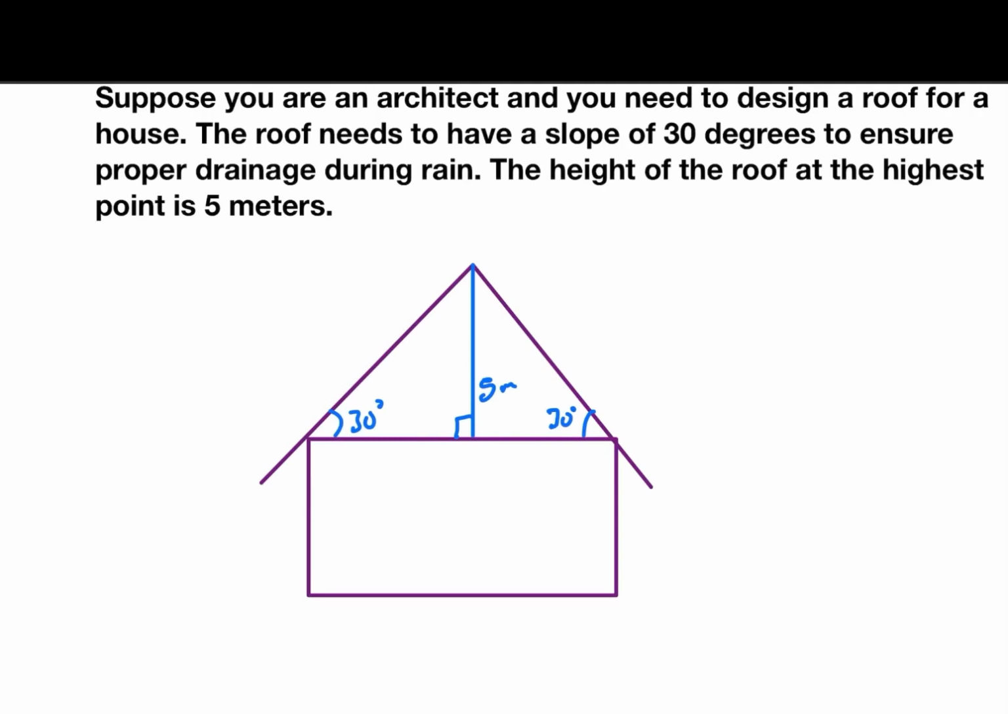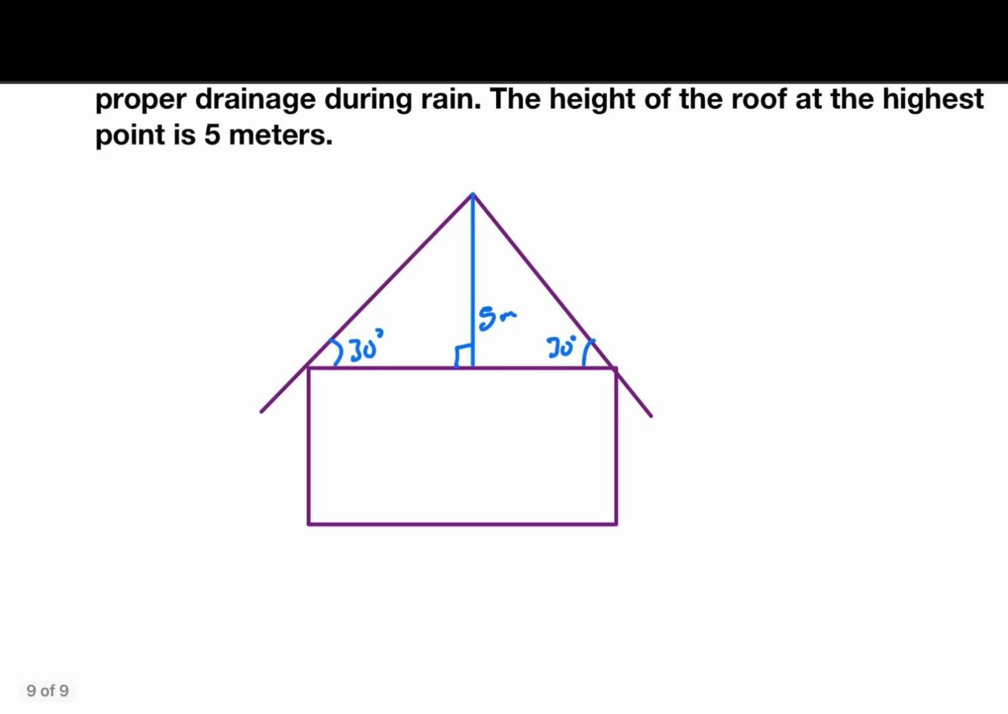The reason why I'm putting 90 degrees there is because you want to make sure that this rooftop is perpendicular to this height, right? You need to make sure it's perpendicular. If not perpendicular, your roof is going to slide a little bit. So this should be 90 degrees. So this is what you're given. Now let's use high school trigonometry to solve this problem.